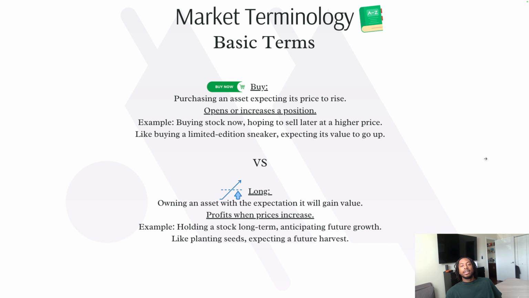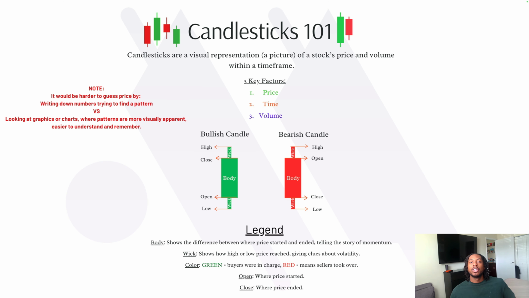Then we have buy. Buying is purchasing an asset expecting it to rise. It opens a position or increases the position if you're adding to it. Then we have longs. Longs is owning an asset with an expectation for it to gain value. So when you get into a long position, you're betting that the price of the vehicle is going to go up. So buying, you're opening or increasing a position. And if you're in a long position, that allows you to profit when the price of the stock or the vehicle goes up.